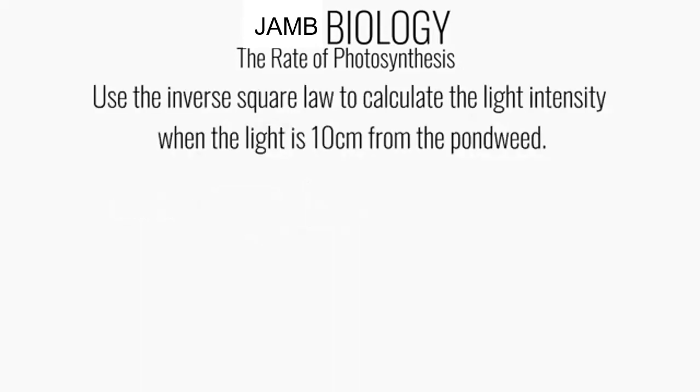So guys, let's try out this question on the screen. The question says, use the inverse square law to calculate the light intensity when the light is 10 cm from the pondweed. So let's go ahead and use the formula 1 over d squared. So if we put that in here, we'll have 1 over 10 squared, which will give us 1 over 100, which is 0.01. So the answer will be in arbitrary units, that is AU.